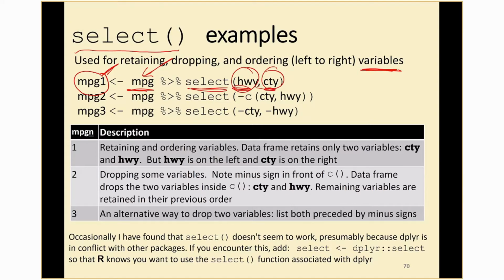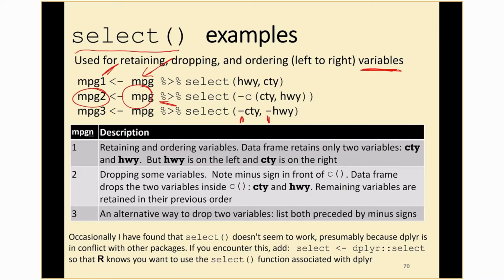We can also use the select function to drop variables by using the minus sign. So in this case, mpg2 is based on mpg. There's our piping operator. We're going to specify these two variables contained as a vector associated with the c function, but by having this negative sign in front of them, that's going to cause these two variables to be dropped. An alternative way to do this would be to use the select function, but put a negative sign in front of each one of those variables.